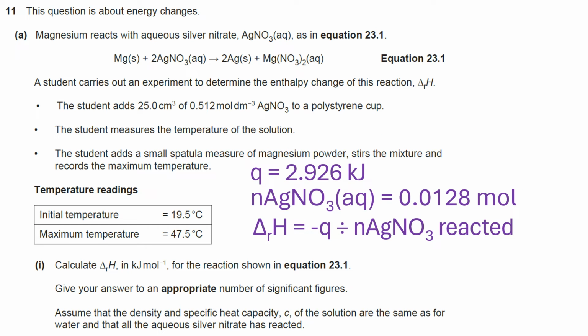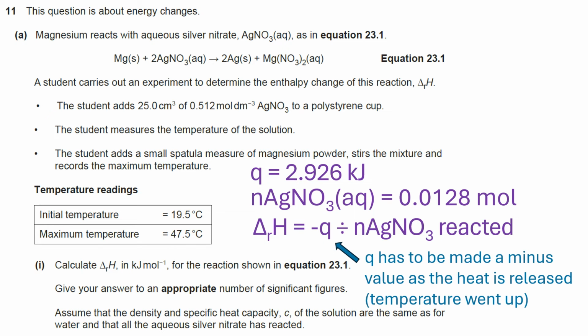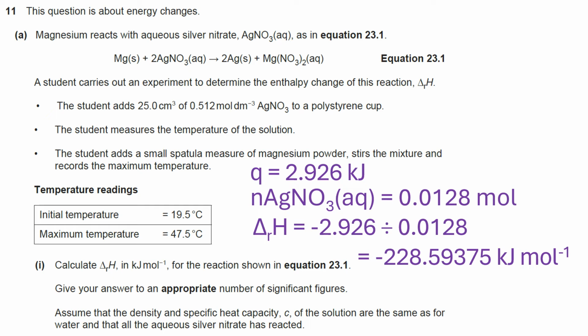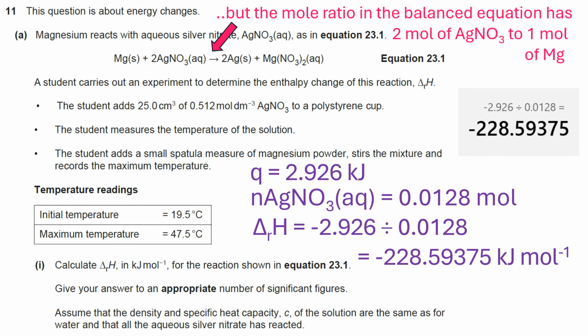So let's collect the data that we have. The final part is to work out delta RH. Now notice I put in a negative value here because heat was released because the temperature went up, so it's therefore exothermic. So the delta H value for any exothermic change is going to be negative. So that gives us minus 228.59375 kilojoules per mole. But the mole ratio in the balanced equation has 2 moles of silver nitrate to 1 mole of magnesium. So we need to multiply this up by 2.